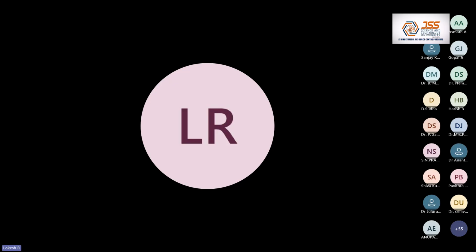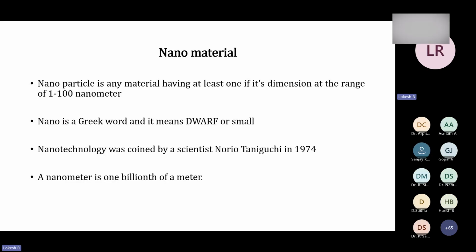To begin with, maybe you know what a nanoparticle is by now, but still I'll start with a brief introduction of what a nanomaterial is. A nanomaterial is any material which has one of its dimensions, either length, breadth, or height, in the nanometer range, that is from 1 to 100 nanometer. Nano means dwarf or small. Scientist Norio Taniguchi in 1974 coined the term nanotechnology. So what is a nanometer? It is 1 billionth of a meter, that is 10 to the power of minus 9 meter.